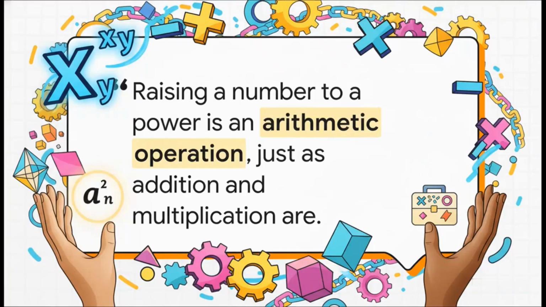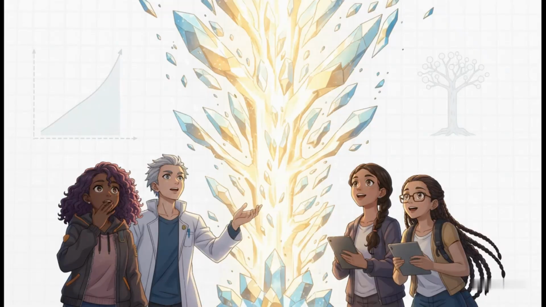And this right here is probably the biggest takeaway of the whole thing. Raising a number to a power, the official name is exponentiation, isn't just a trick with notation. It's a core arithmetic operation, just as fundamental to math as adding, subtracting, multiplying, and dividing. It's one of the main tools in the toolbox. And it's called a power for a good reason, because of the incredible speed at which these numbers grow.